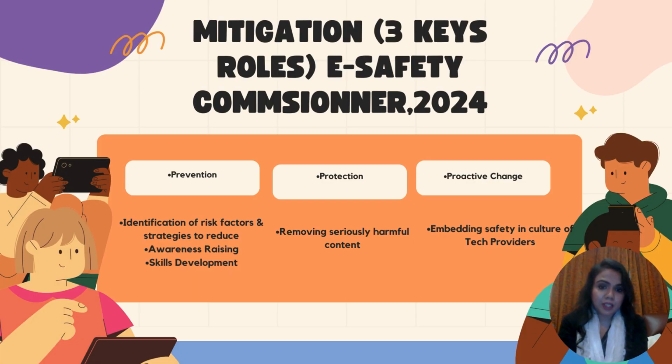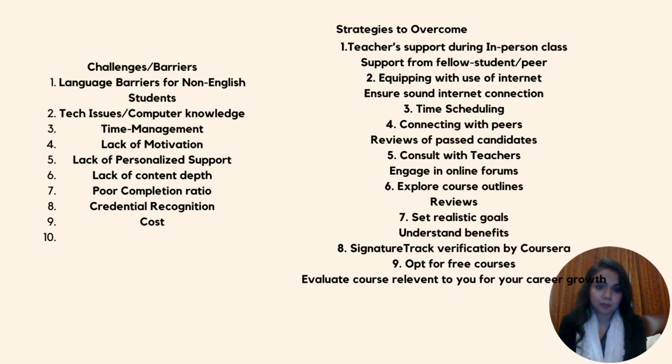There are three mitigating steps explained by the e-safety commissioner, which include prevention, protection, and proactive changes. In order to protect oneself, you should prevent first. But if something happens, there are mitigating steps to deal with it, as well as tech-based organizations to ensure the privacy, protection, and online safety of the users.